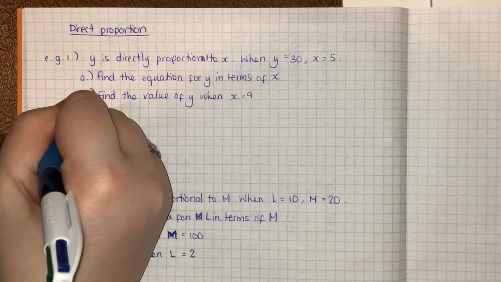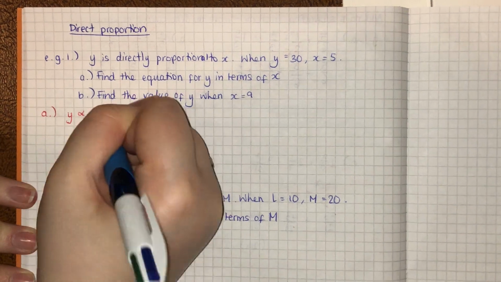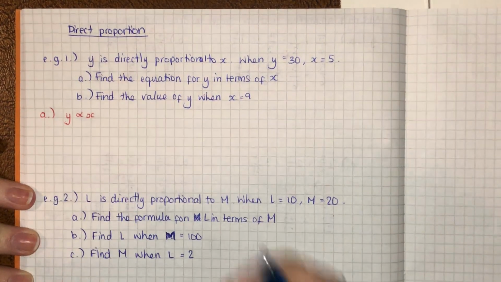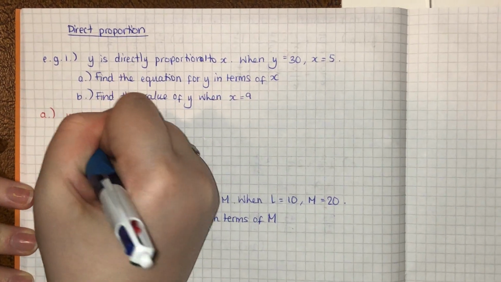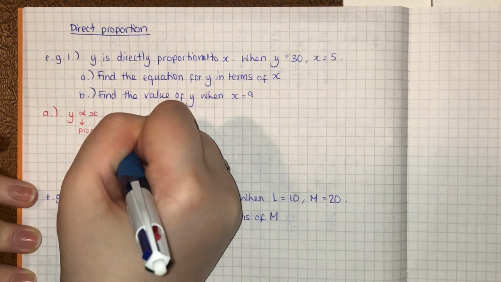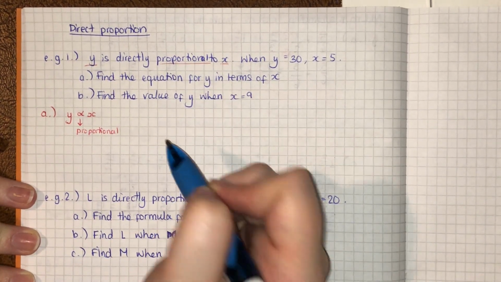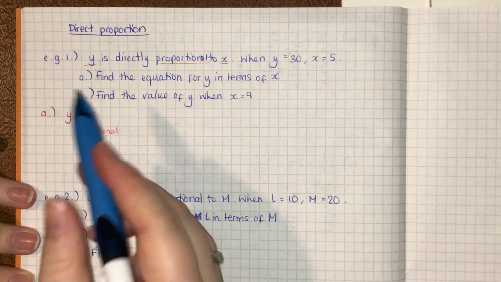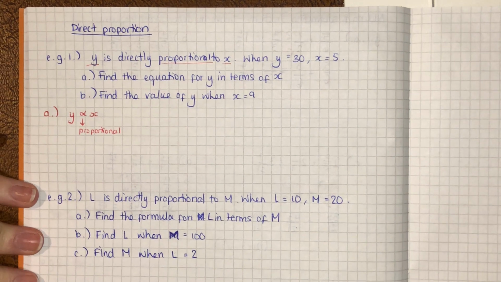So the things that they are looking for to start off with, first thing is this. So y, I call this a little fish, and x. So this fish means proportional. Okay, so it's just telling me that y is proportional to x. Okay, I don't know why it's a fish, it just is. But I quite enjoy drawing them, so it's okay.